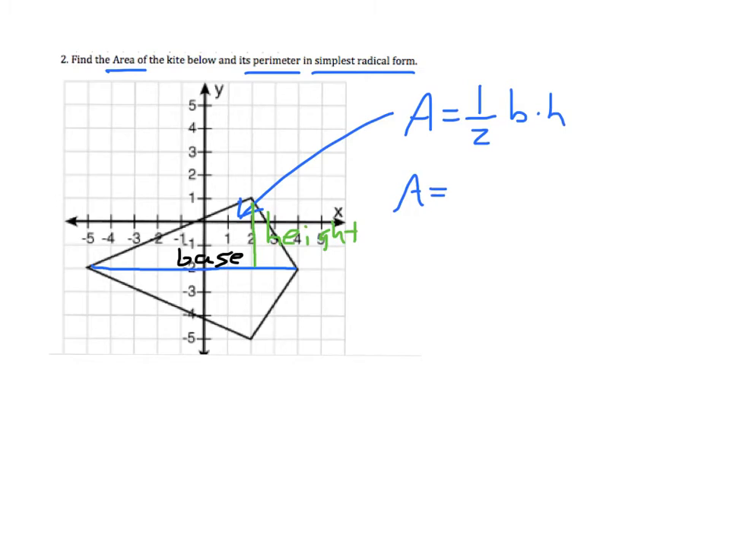You get the area is equal to half of the base, which if I count it up, comes out to be 5, 6, 7, 8, 9. So half of 9 times the height. The height is 1, 2, 3. So altogether I get half of 27, which ends up being 13 and a half for the area.